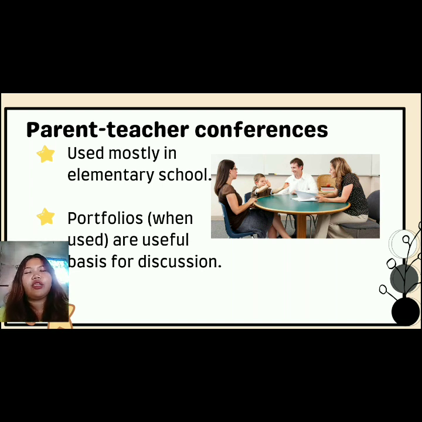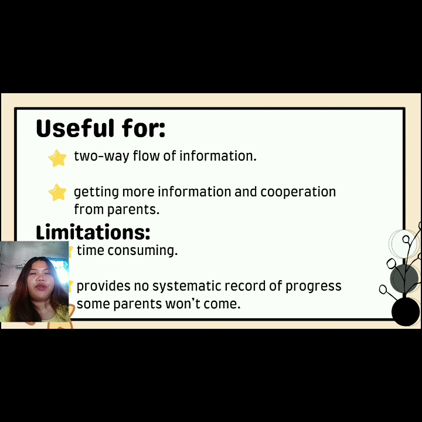The last, or the sixth type of grading and reporting system, is the parent-teacher conference. It is mostly used in elementary school. During the discussion, together with the teachers, parents, and the student, the common basis of their discussion is the portfolio of the student or the learner. So this type of grading and reporting system has limitations as well as usage.